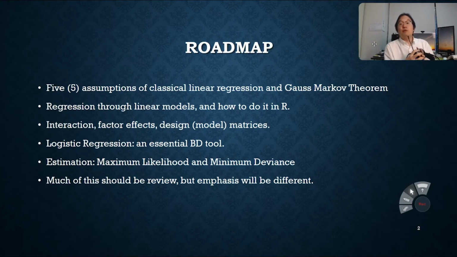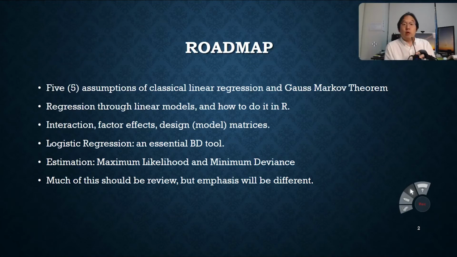For those of you who already learned regression in your econometrics class, maybe you could skip this one, but this is a basic step, right? And then regression through linear models and how to do it in R, and then interaction, factor effects, and design matrices, logistic regression, where the dependent variable is binary, 0 or 1, like black or white, okay? Kind of right or wrong, bankrupt or healthy company, that kind of thing, all right?